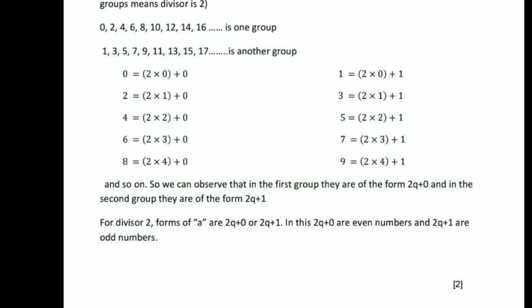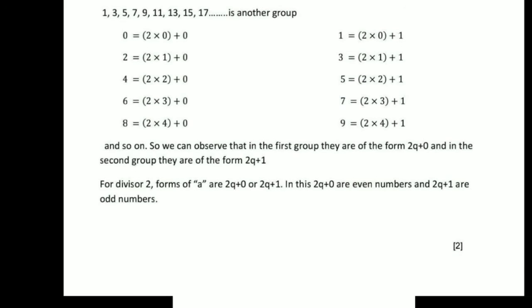So A is of the form 2q plus 0 or 2q plus 1. In this, 2q plus 0 are even numbers and 2q plus 1 are the odd numbers. So in this way you can easily write those forms by means of the division algorithm.